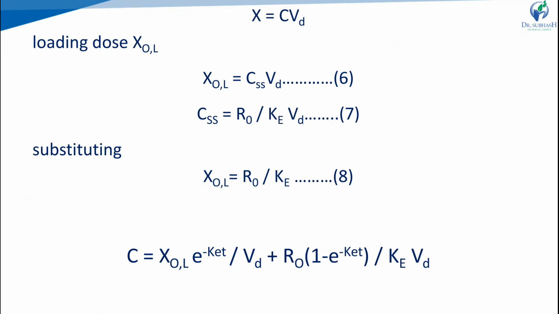So the equation describing the plasma concentration time profile following simultaneous IV loading dose and constant rate IV infusion is the sum of the two equations. So C is equal to X0L e raised to minus Kt upon Vd plus R0 into 1 minus e raised to minus Kt upon K into Vd. Here both the equation for the loading dose and the equation for the constant rate IV infusion are present.